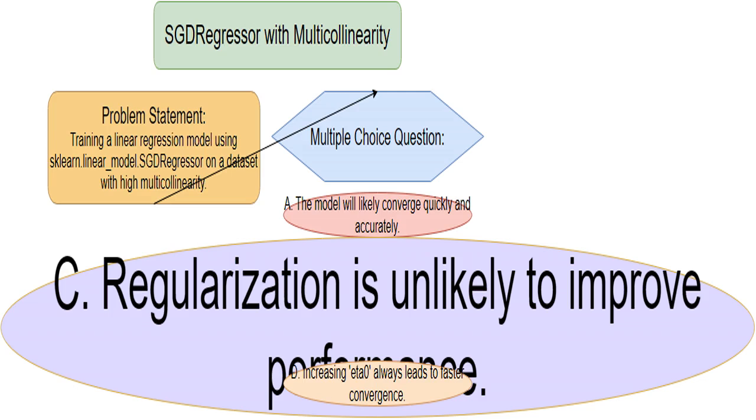This is incorrect. Regularization techniques, like L1, lasso, or L2, ridge, are essential when dealing with multicollinearity. They help stabilize my model by penalizing large coefficients, preventing wild fluctuations caused by correlated features. Adding regularization makes the model more robust.